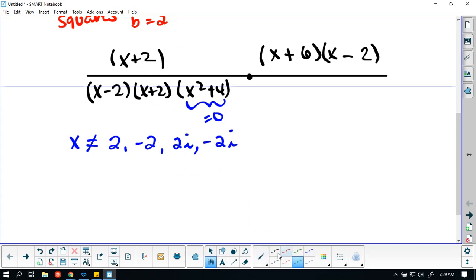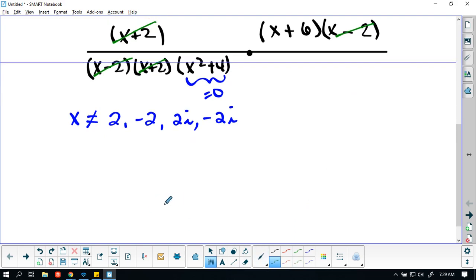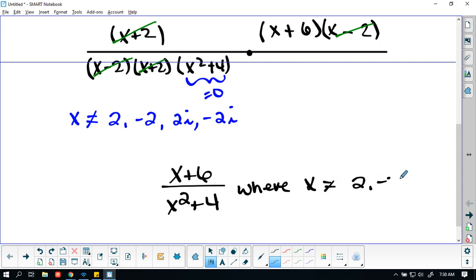Now we're going to start canceling out. This cancels out with that. That cancels out with that. So we are left with x plus 6 divided by x squared plus 4, where x is not equal to 2 or negative 2.